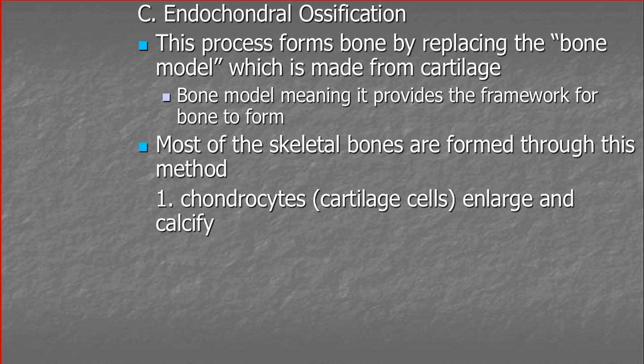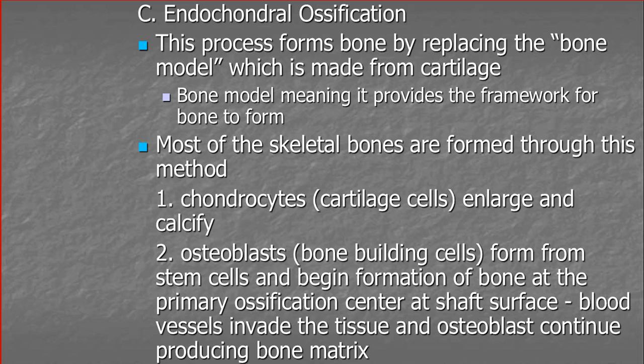So chondrocytes, remember that the model it starts off with, its beginning framework for the body, actually starts off as cartilage. So those cartilage cells that had built that model or framework start to go through what is called hypertrophy, which is the enlarging of the cells, and they actually enlarge and calcify. Then you have stem cells inside of that bone model; remember, stem cells are cells that aren't told what they're supposed to be yet.